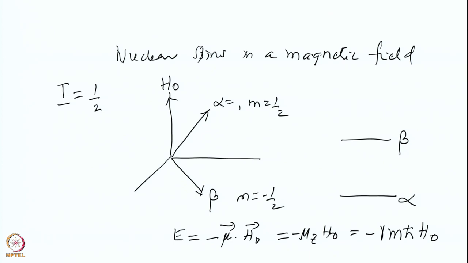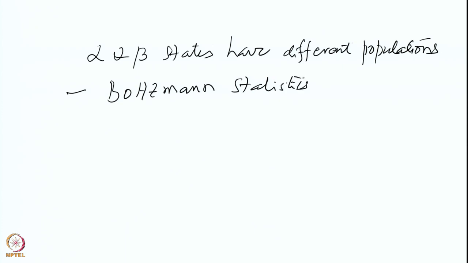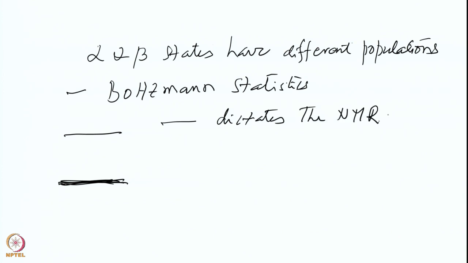So obviously when m is equal to plus half, the alpha state has a lower energy compared to the beta state, and there is a population difference between these two. The alpha and the beta states have different populations, which is dictated by Boltzmann statistics. We can represent it like this: this is the alpha state, there are more spins here, and this is the beta state, there are fewer spins here. This population difference is responsible for the NMR signal intensity. We will see how later.